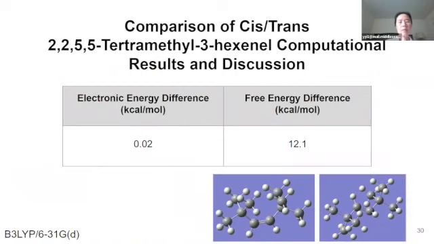So if we look at the result of the calculation, it does support my hypothesis, which means the cis has a much higher energy compared to trans in such a situation.